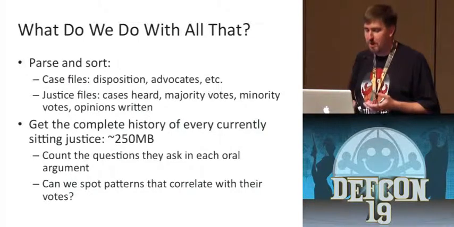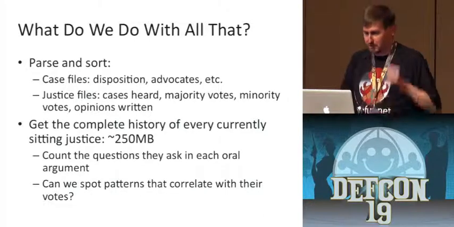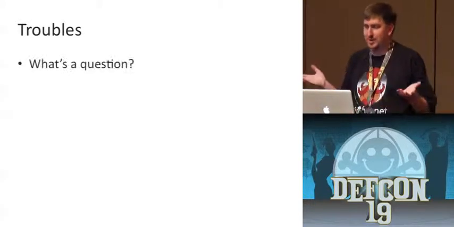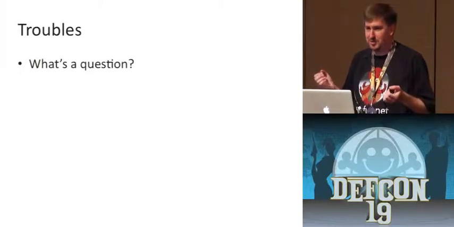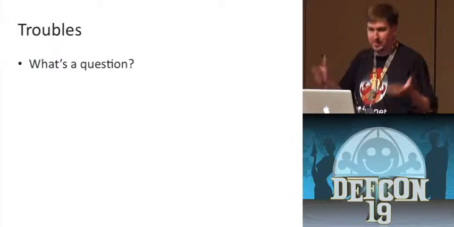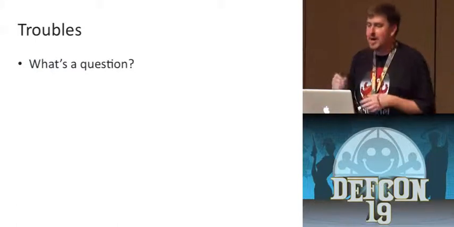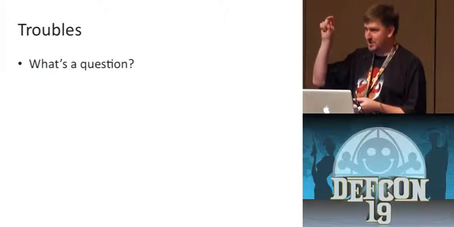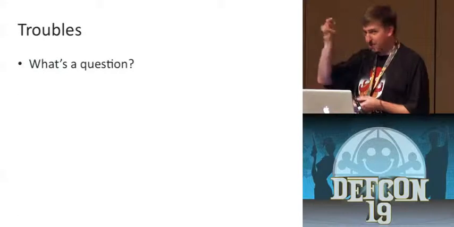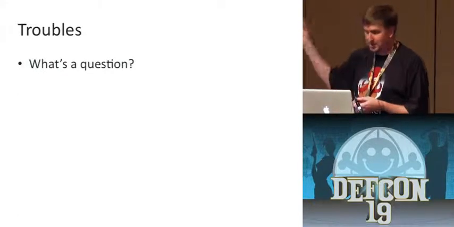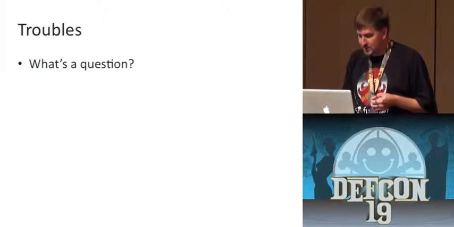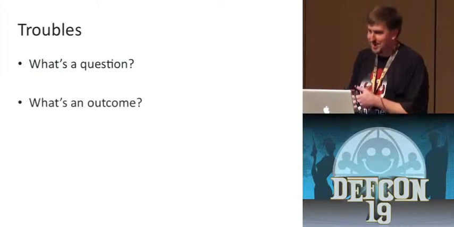And I thought maybe we can spot some patterns that correlate between who's asking questions and how they're going to vote. All right, well, there are some problems. The first is, what's a question? Maybe a justice says something like, excuse me, you're standing on my foot, or, I don't know what they say, something like that. I just decided, for the purposes of this analysis, that anytime a justice speaks to the extent that they're recorded in the transcript, with a line saying who was speaking and some words, that's a question. Any utterance, really.